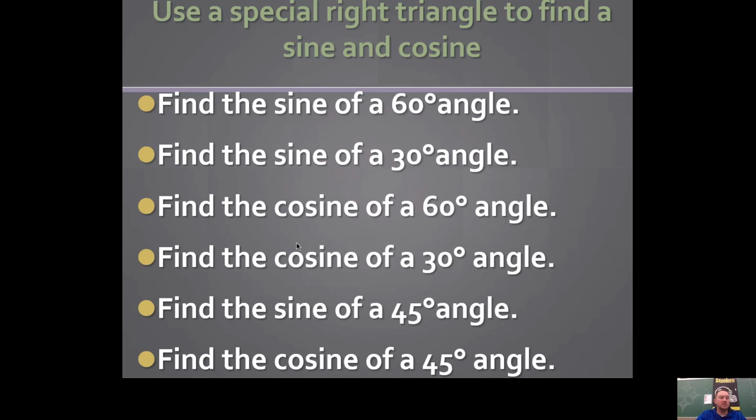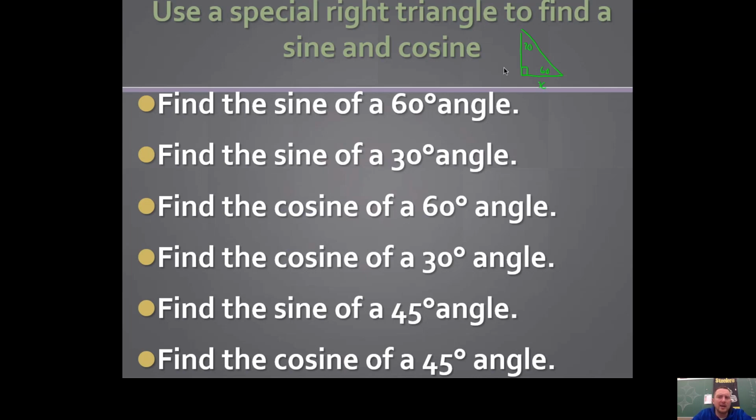So we know things about sine and cosine. We also know things about 30, 60, 90 triangles and 45, 45, 90 triangles. So to find the sine of a 60-degree angle, you don't need a calculator to do that. If we were to draw a 30, 60, 90 triangle here, and again, you don't need to do this, but we're going to do it right now just for reference.